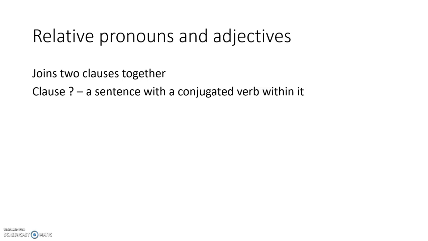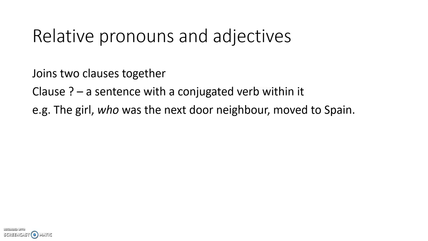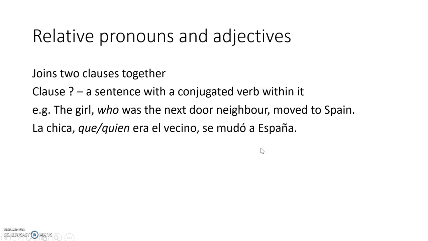So she does is the conjugated verb. Plays would be a conjugated verb. Okay. So, for example, the girl who was the next door neighbour moved to Spain. So the was is a conjugated verb. It's the past tense of the verb to be. So we've got that in that sentence. So the Spanish would be la chica que o quien era el vecino se mudó a España.